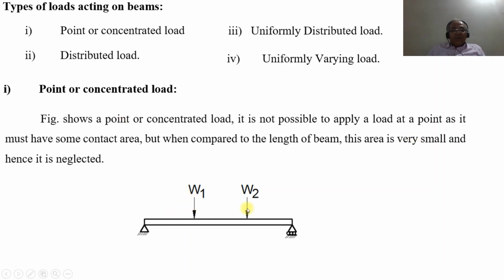So we have the point loads W1 and W2. It is possible to apply the load at a point, but it should have some contact area. But when you consider this contact area with respect to the length of the beam, the length of the beam is so large that the contact area can be neglected.